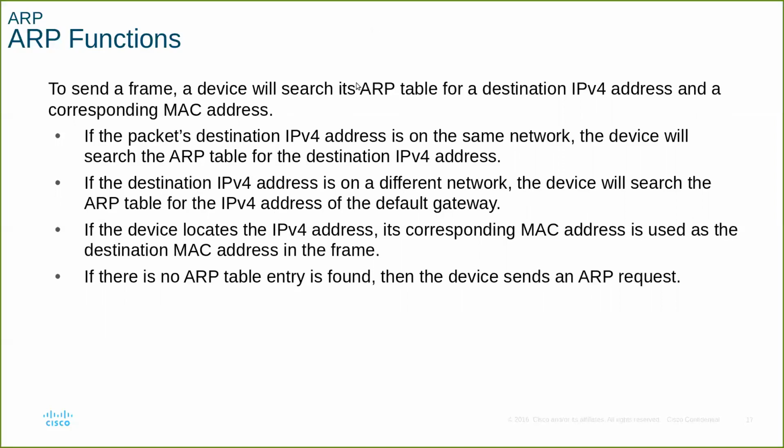If the device locates the IP address, its corresponding MAC address is used as the destination MAC address in the frame. If there is no ARP table entry found, then the device will send an ARP request. You will get to see that computers themselves will have an ARP entry table, as do the routers.